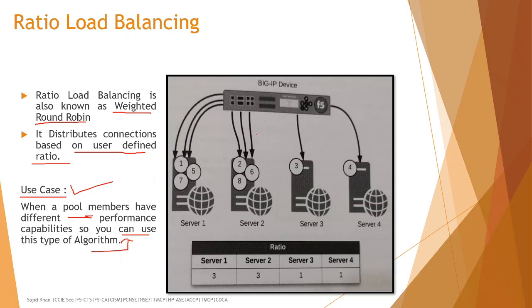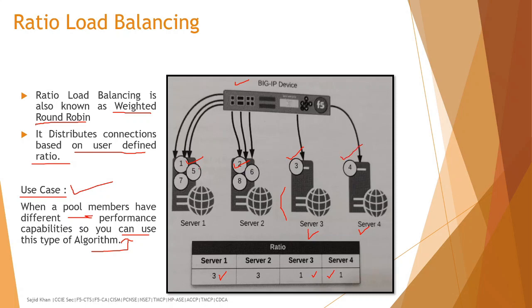So let's discuss this example. Server 1 and server 2 have a ratio of 3. Similarly, server 3 and server 4 have a ratio of 1. So we assume that server 3 and server 4 are performance wise slower than server 1 and server 2. So how will the BIG-IP forward the requests to these servers? The first request will come to server 1. The second request will go to server 2. The third request will go to server 3. And the fourth request will go to server 4.